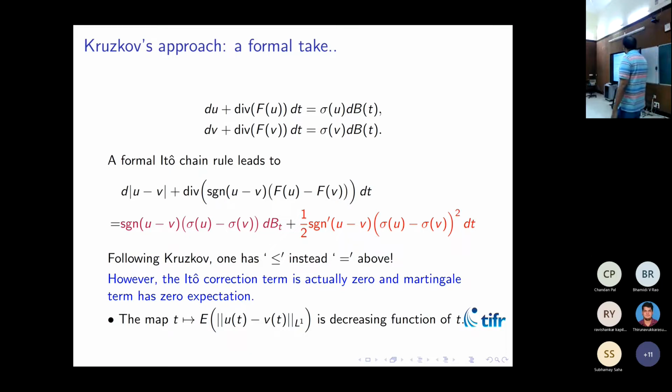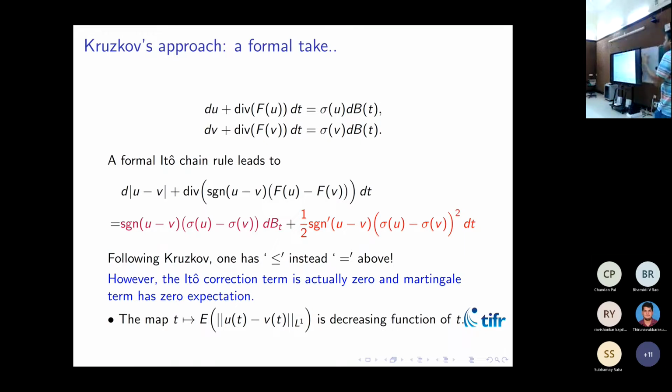So in other words, the differential, the del t of this u minus v entity here, is negative. In other words, it has a direction: this map t goes to this is a decreasing function of time. Therefore, the value at any time point should be less than or equal to the value at time t equal to 0.